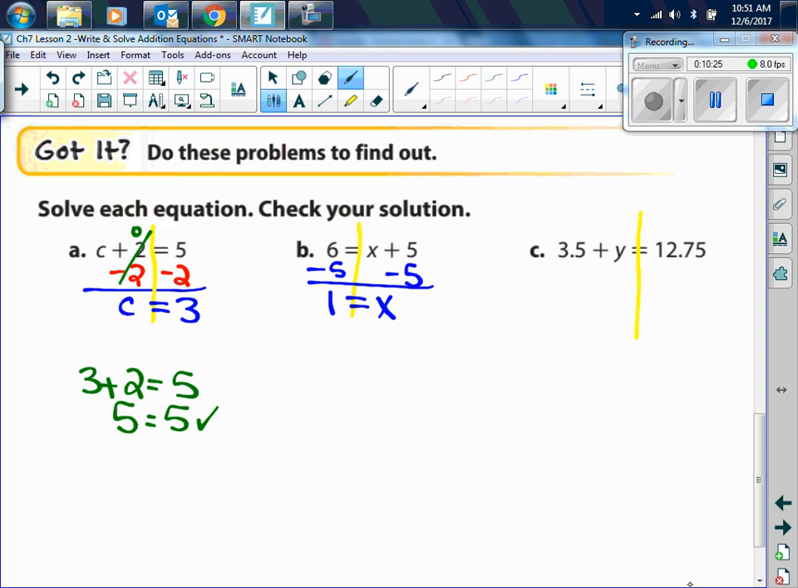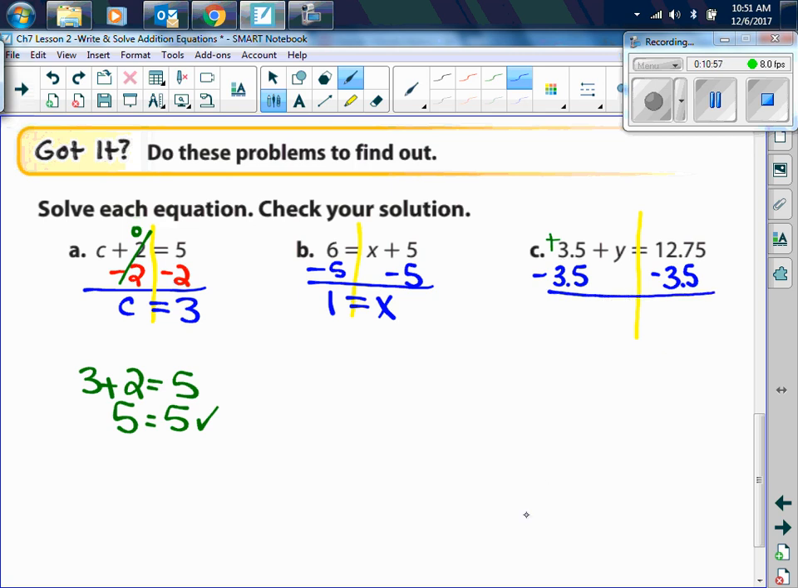What sign is in front of this 3.5? Is it a positive or a negative? It's a positive, right? Because there's no sign there. So this is a positive 3.5. You with me? And that's why we are subtracting, because the opposite of positive is negative. So here, we're going to subtract 3.5 there, and we will subtract 3.5 there.